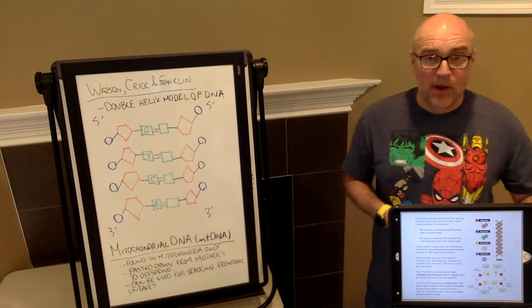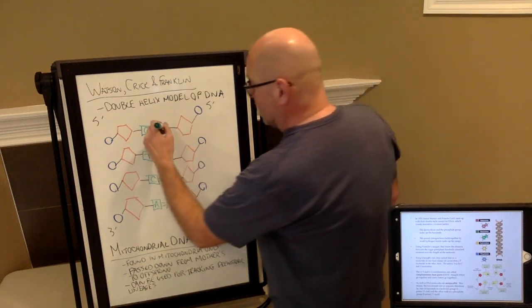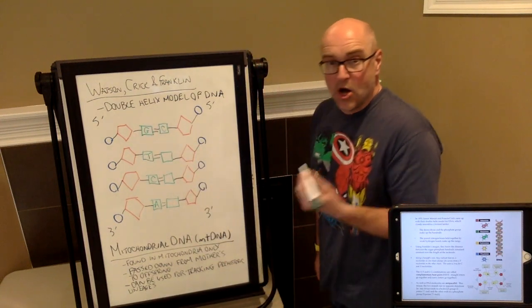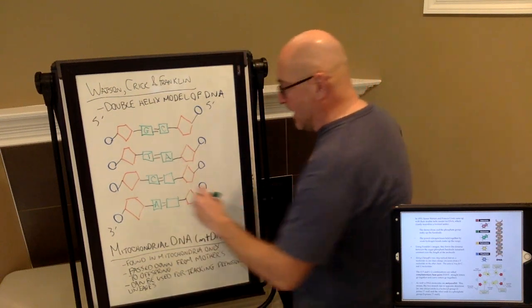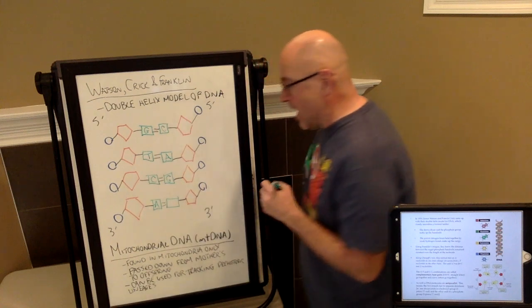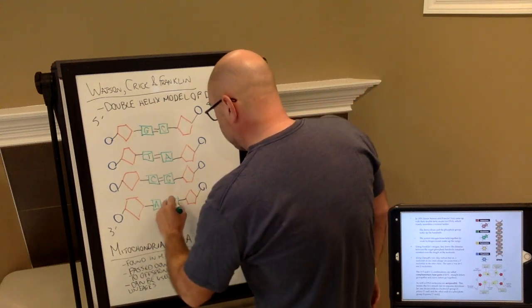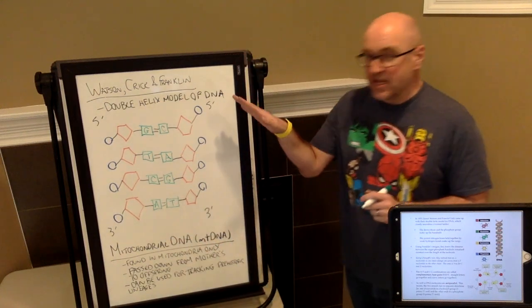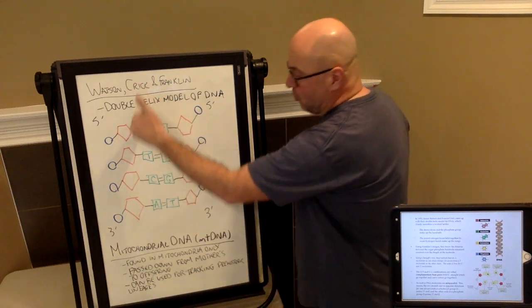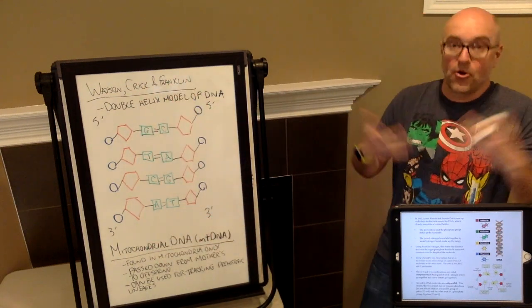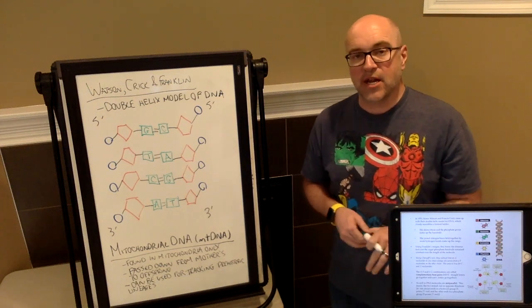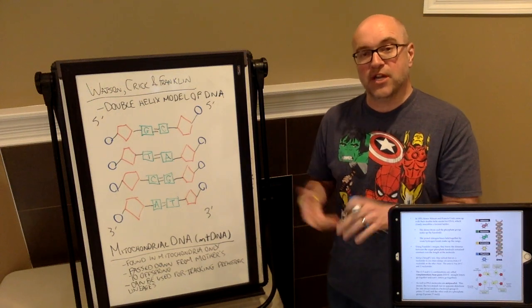But G is always going to combine with C, so C is going to be over here. T always combines with A. C always combines with G. And A combines with T. So you'll notice that on a strand of DNA, the code on one side of the strand is going to be complementary to, and also different than, the nitrogenous base on the other side.